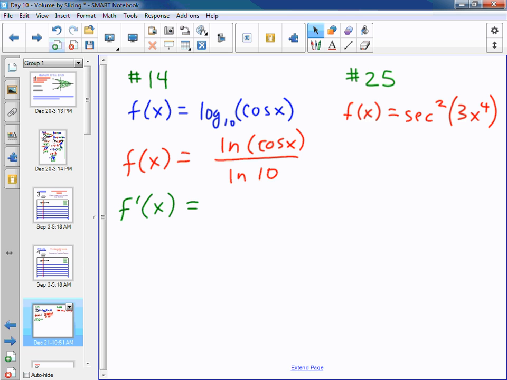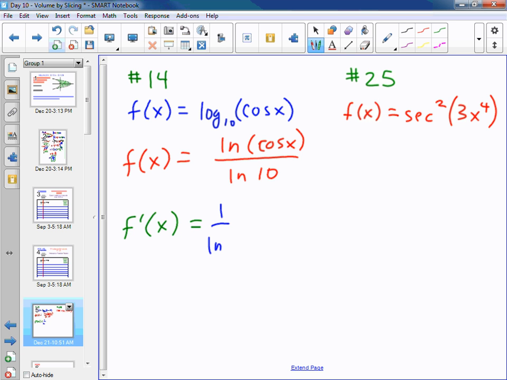In any case, now we can differentiate. I know that this 1 over ln 10 is simply a constant multiplier, so I'll pull that out in front so I don't trip on it. And then apply my derivative rules to the derivative of the natural log of cosine of x. I know the derivative of the natural log of a function is 1 over the function times the derivative of the function.